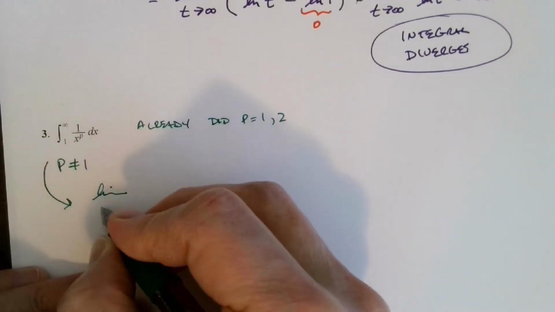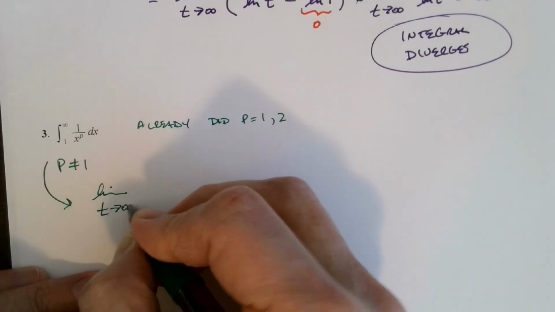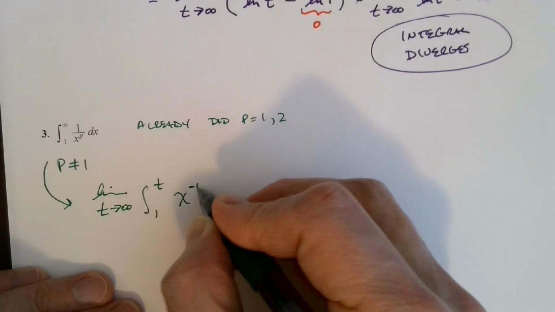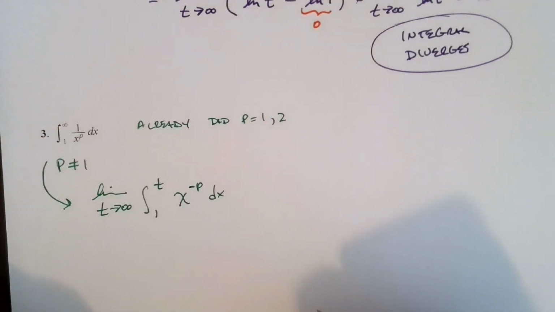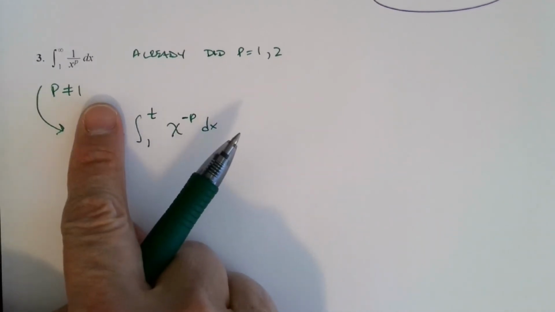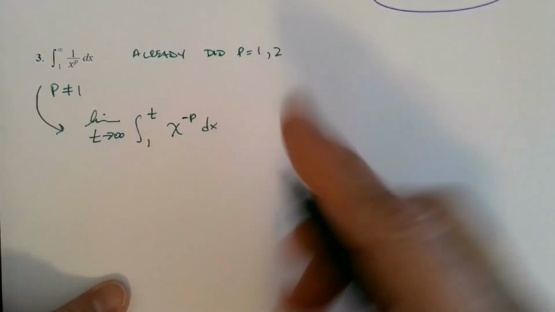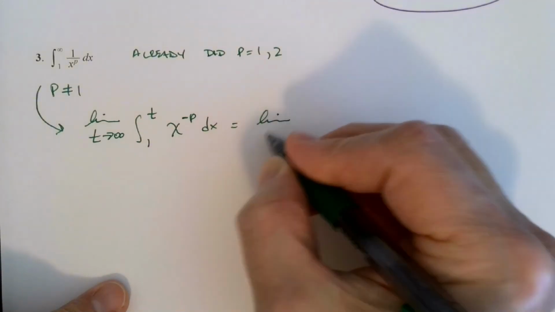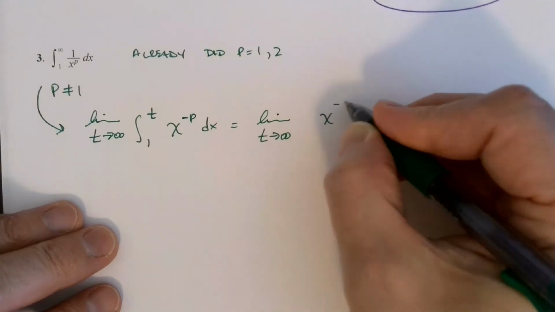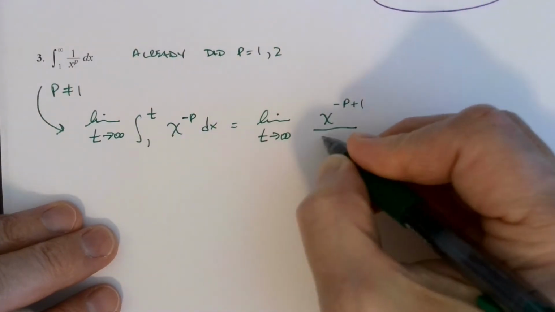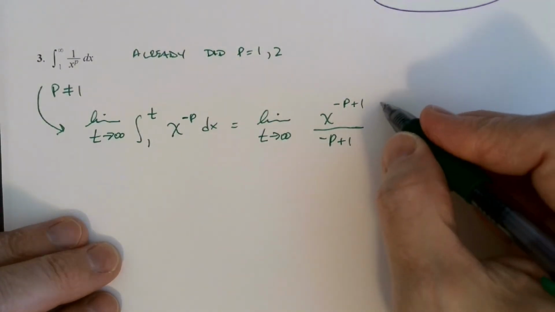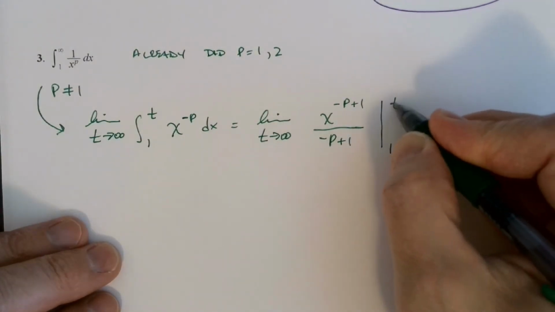So the limit as t goes to infinity of the integral from 1 to t. I'm going to write this as x to the negative p. That's what 1 over x to the p is, x to the negative p. And so now this integral we can do, finite limits of integration. And what's the antiderivative? It is x to the negative p plus 1 divided by negative p plus 1. That's just the power rule. And we're going from 1 to t.